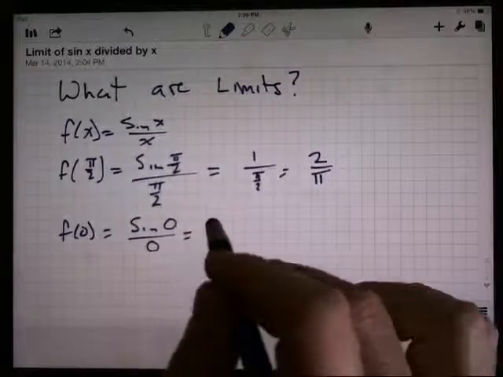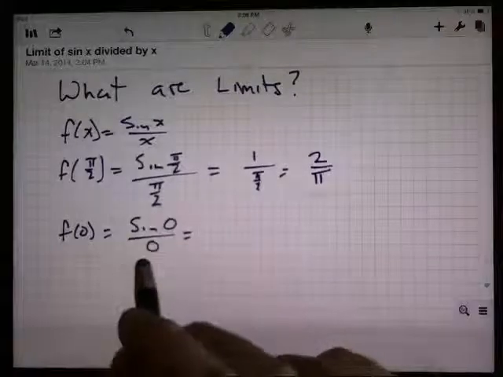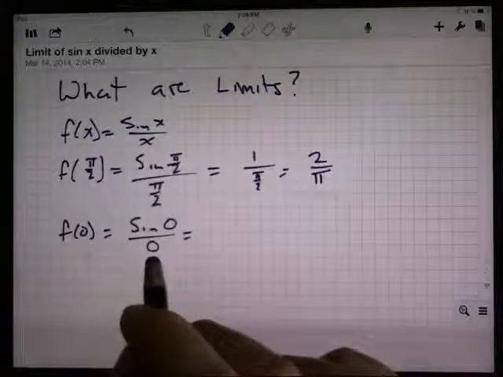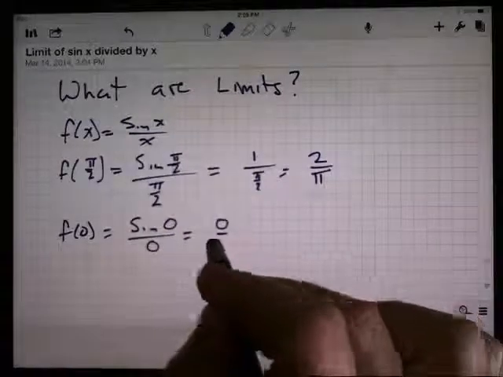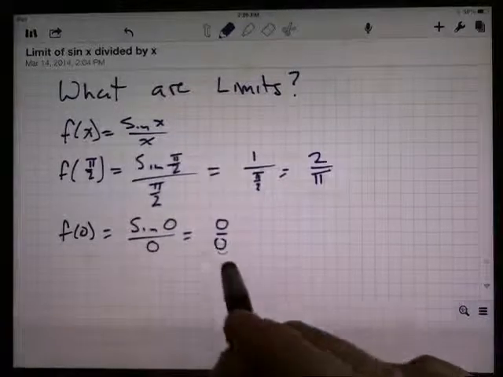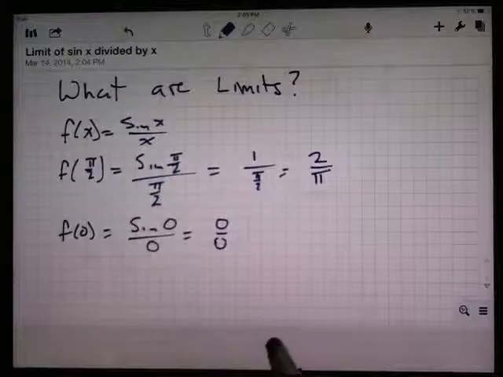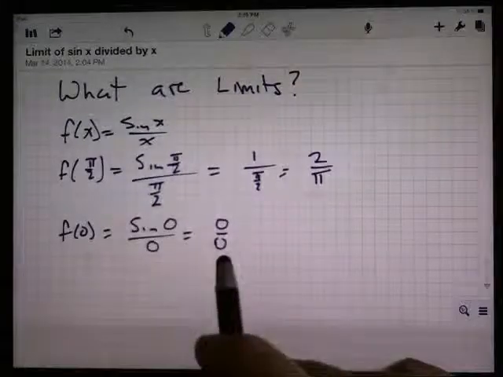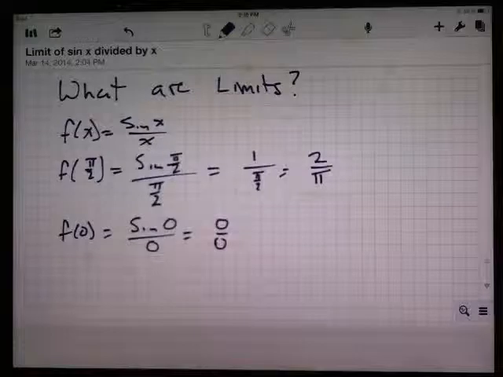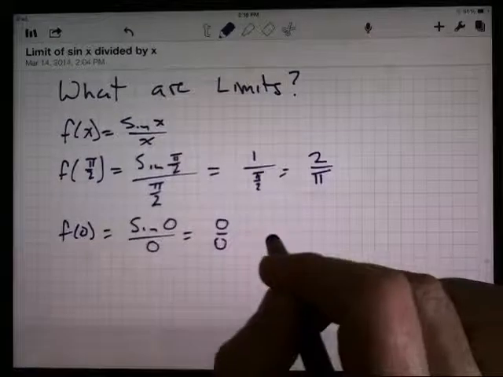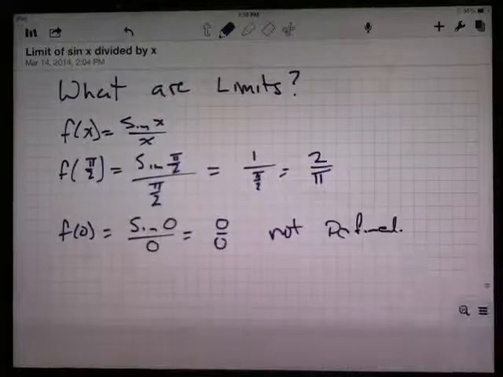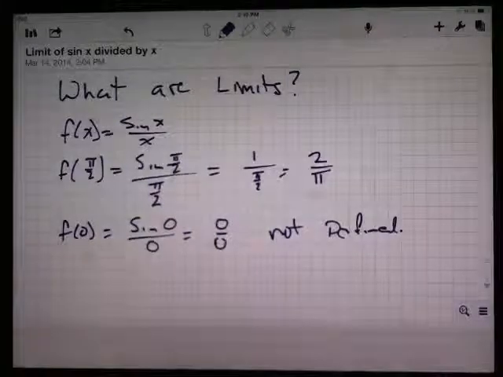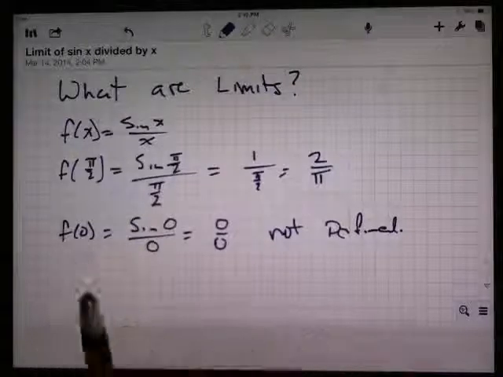Well, first of all, there's a problem trying to divide by 0, right? But the numerator is also 0. And what do you mean, 0 divided by 0? Division by 0 is just not defined. This function is not defined. But I can plug in any other value of x.